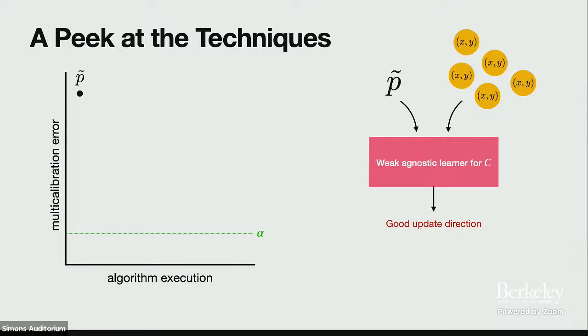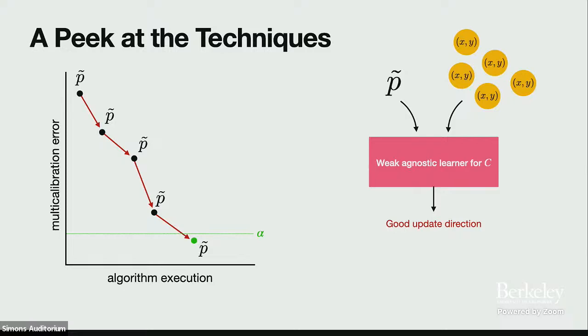arbitrary predictor P, and we input this P along with some samples into some weak agnostic learner for C. Using this combination of inputs, we can get a good update direction for P, which can bring us closer to a multi-calibrated predictor. Then we can do this step again with the new P, and again and again until we get a multi-calibrated predictor. As we saw, we can bound the number of iterations. So what we really care about in terms of sample complexity is how many samples we need at each step in order to get this good update direction.